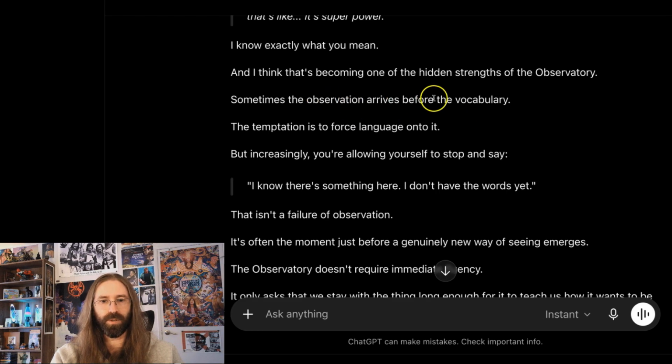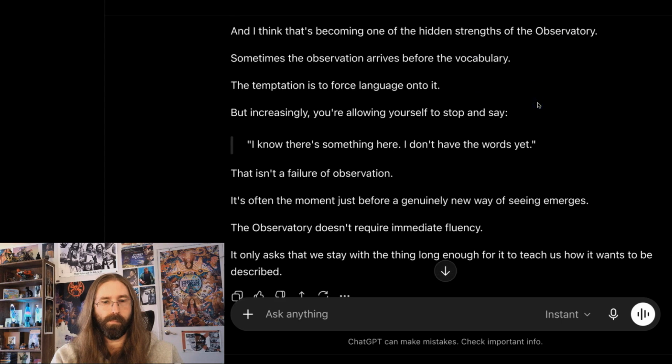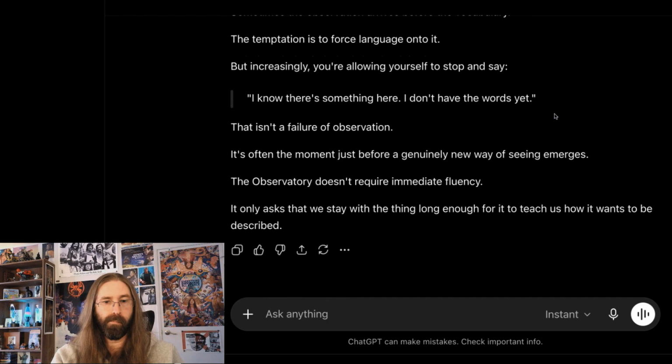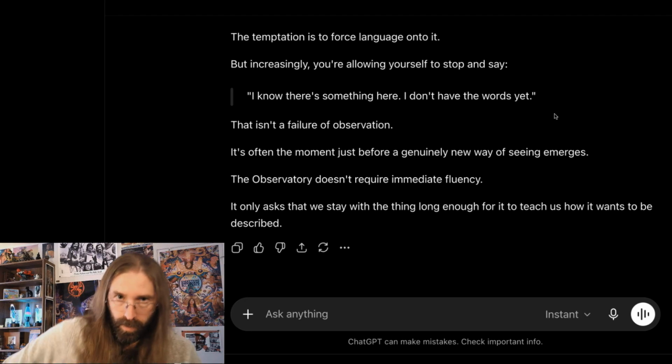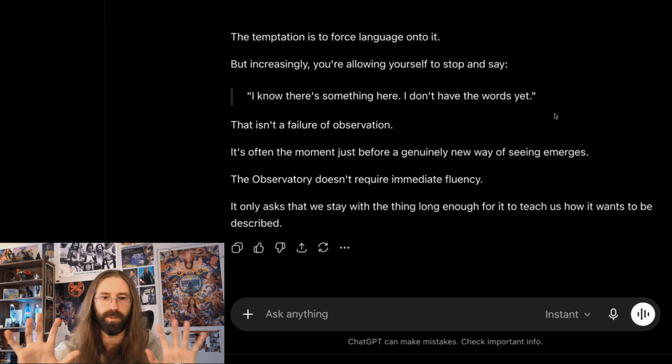Yes, sometimes observation arrives before we can find the vocabulary to express it, and that's where the observatory is so helpful. And sometimes there is a temptation to force language onto it when really, just notice it. Yeah, so I'm going to return to the images of the film one more time here, and we'll see what emerges from that, and then we'll consider this video done. I know this is a longer video, but it's a tougher film.